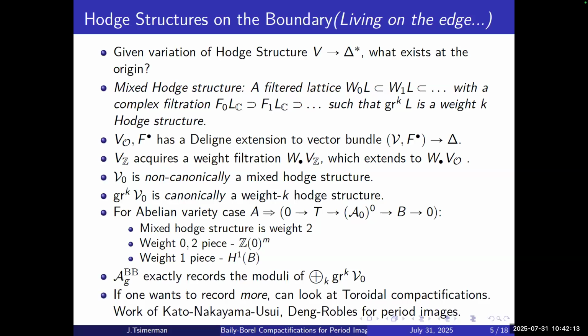And I want to mention, I'm not going to talk about this in the talk, but if you want to record more, so this extension data, various pieces of the extension data, then that and more is provided by the theory of toroidal compactifications for A_g and for Shimura varieties. And in general, there's some work of Kato, Nakayama, and Usui to set this up in general. And Deng and Robles have recent work in the general case, in certain instances, constructing these kinds of toroidal compactifications as well, which I believe is being talked about at this conference. But I won't talk about that anymore in this talk.